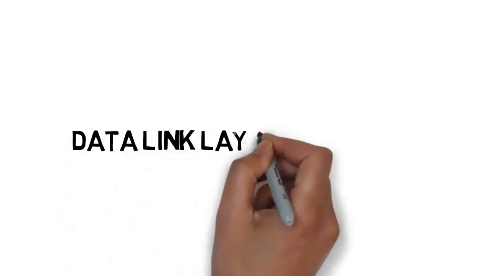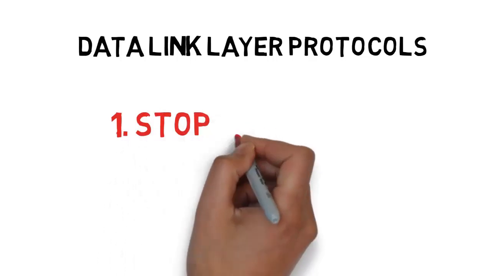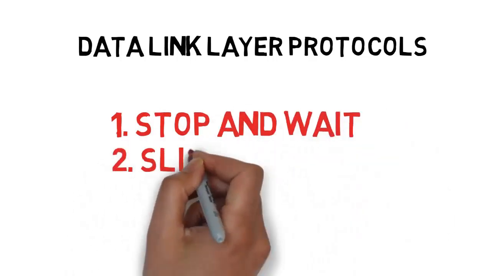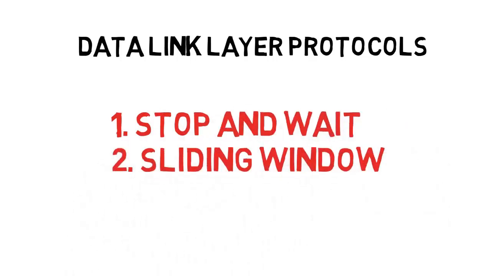For data flow control there are two types of data link protocols, stop and wait, and sliding window protocol. In this video we will learn about stop and wait protocol. In stop and wait protocol, sender sends one frame at a time, and waits for receiver to acknowledge that frame.